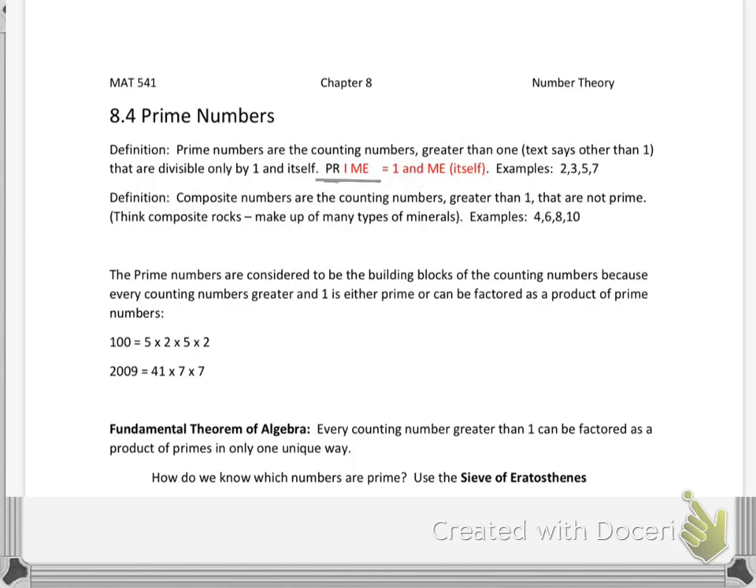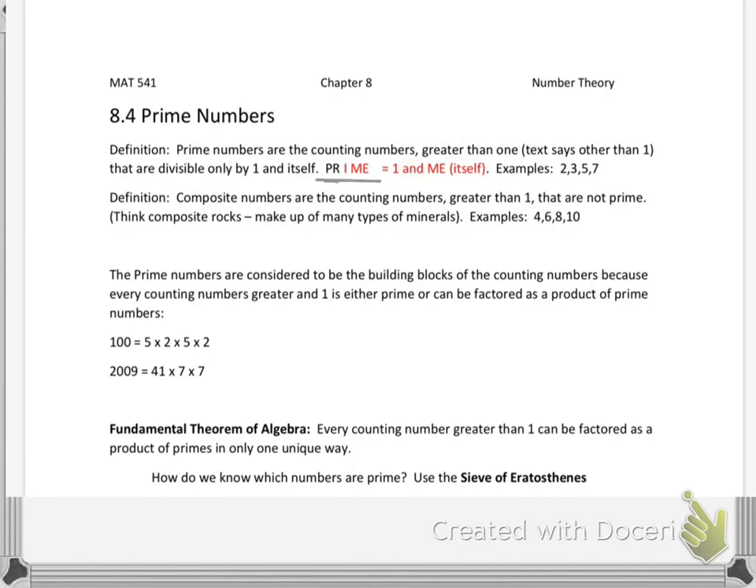Okay, so then we go on to the next paragraph. The prime numbers are considered to be the building blocks of the counting numbers because every single counting number greater than 1 is either prime or can be factored as a product of prime numbers. So for example, 100 is 10 by 10, but that can be factored or represented as the product of 5 times 2 times 5 times 2.